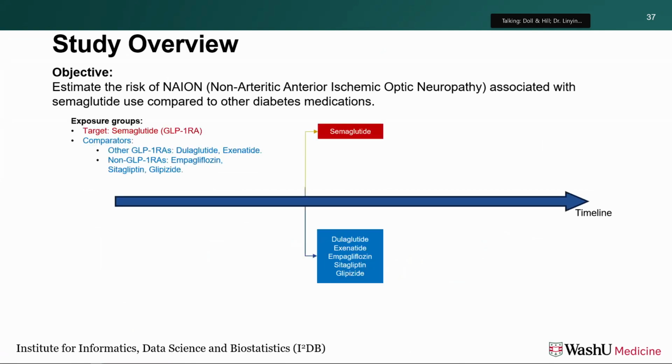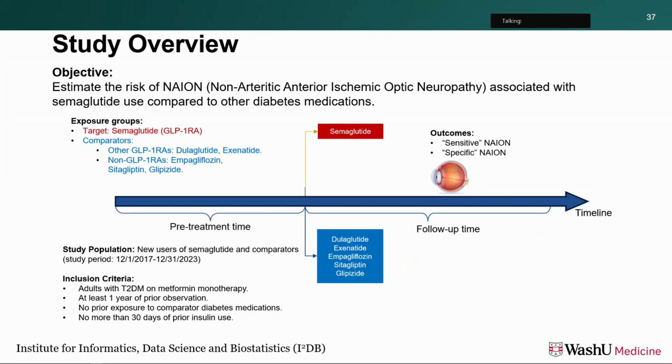To illustrate the study design, the drug of interest is semaglutide, and these are other drugs for treating diabetes. The outcome of interest is NAION, which is this rare adverse event in the eye, and we have 2 definitions of it. That means whether we require only 1 diagnosis code for this outcome or we require 2 diagnoses. As you know, with EHR data, sometimes those diagnosis codes aren't very accurate. We only see it once, and the patient may or may not have that disease.